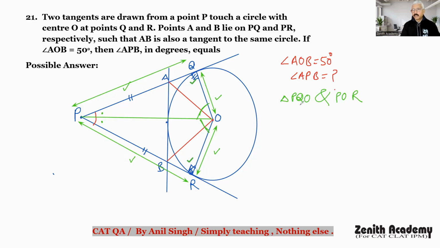So triangles PQO and POR are congruent, right? And actually, I want to say this PO is a bisector. This is a basic understanding. You all know this, so no need to write it here. Now, it is clear that angle QOP will equal angle ROP.